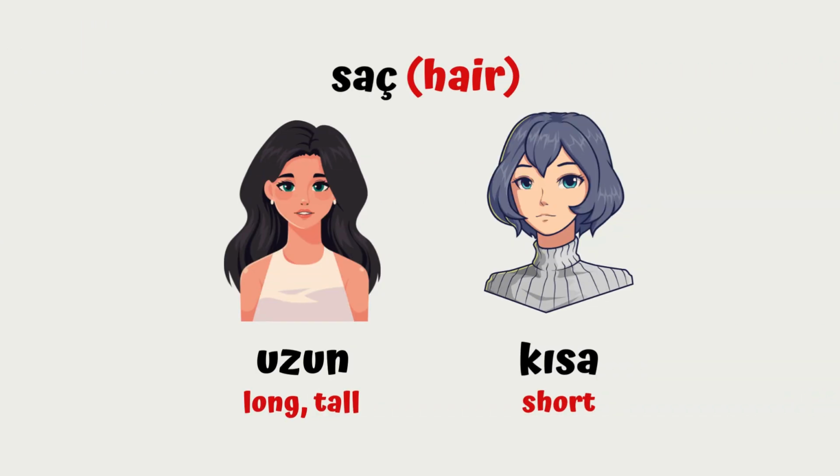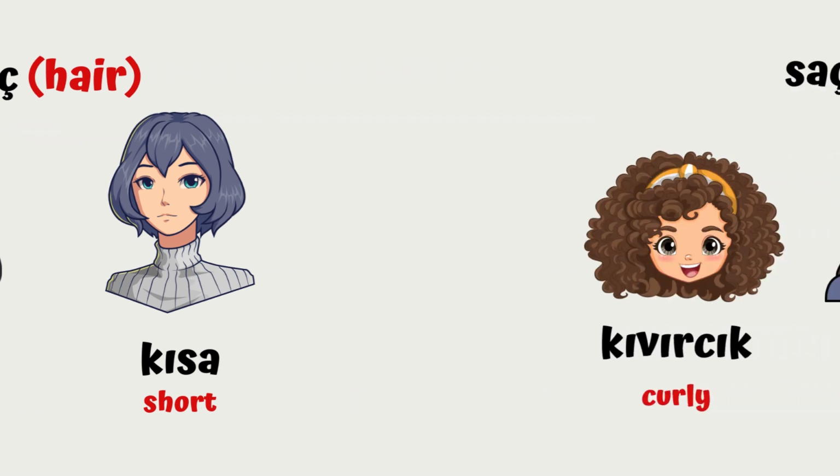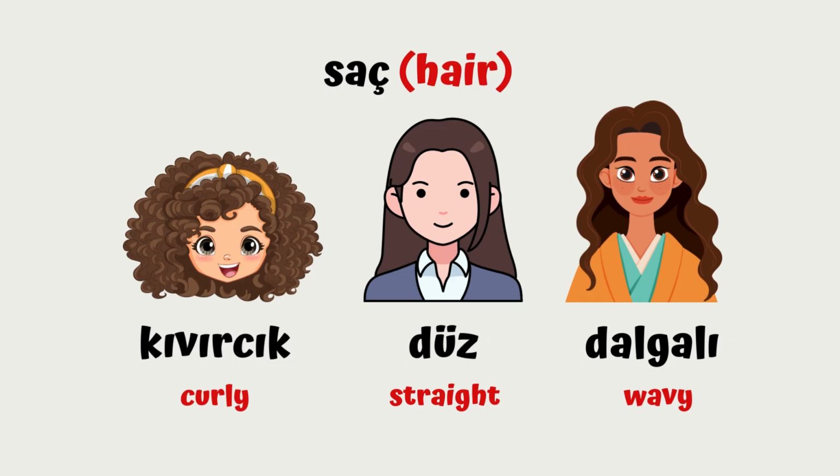I'm going to start from saç, which means hair. So we have uzun, kısa. And you know these two adjectives, actually we have studied before. And let's move to the other adjectives, which are related to saç again.